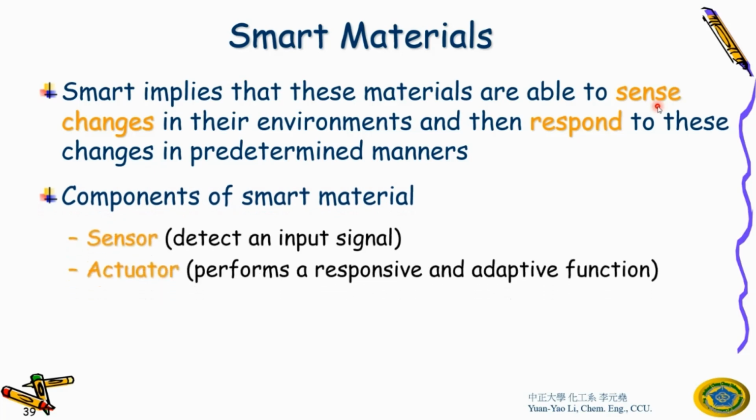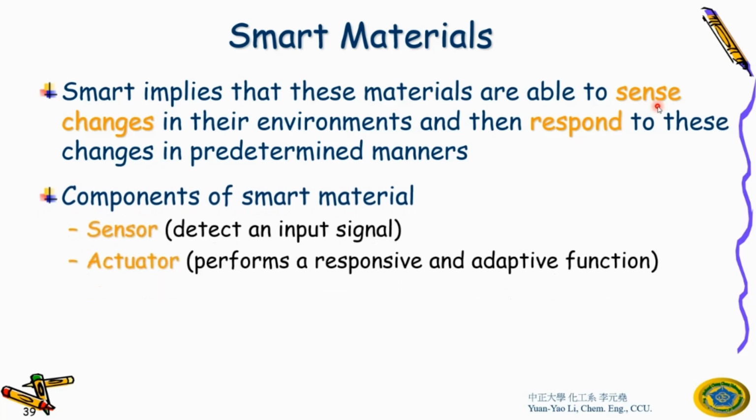Okay, the smart material includes two components. I want you to remember this. The sensor senses the change, and the response we call the actuator. The actuator performs a responsive and adaptive function. So there are two components in smart materials. The first one, sensor. The second one, actuator. I want you to remember this. Once you start to design a smart material, these two are important. These are the necessary components, otherwise you cannot make a smart material.